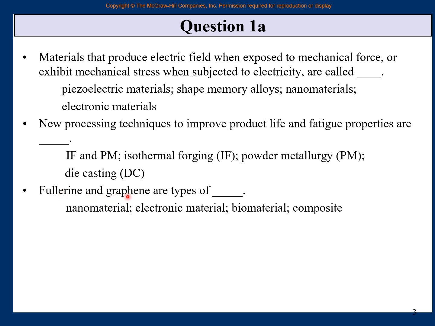Fullerene and graphene are types of what? Nanomaterials, electronic materials, biomaterials, composite materials. So again, both fullerene and graphene are the major types. There are some other major types of nanomaterials.